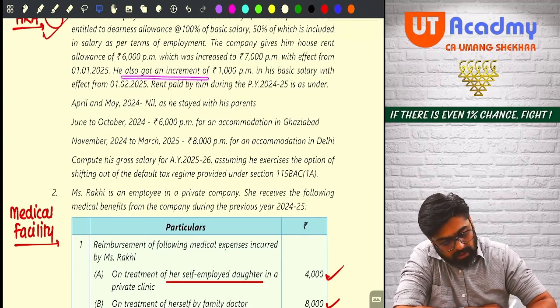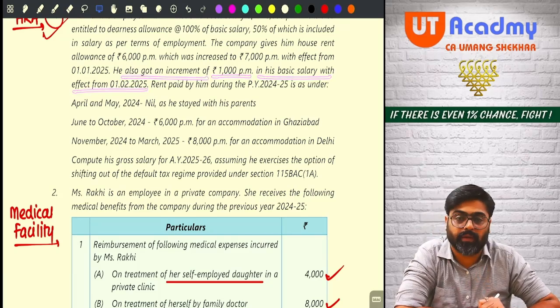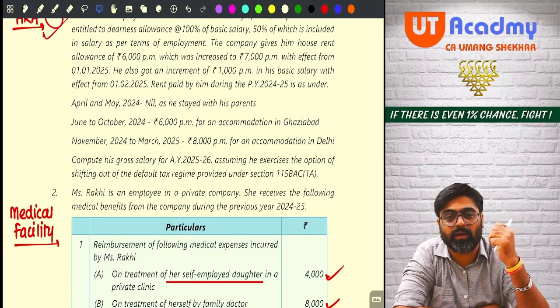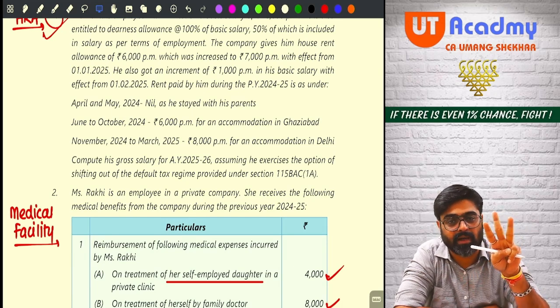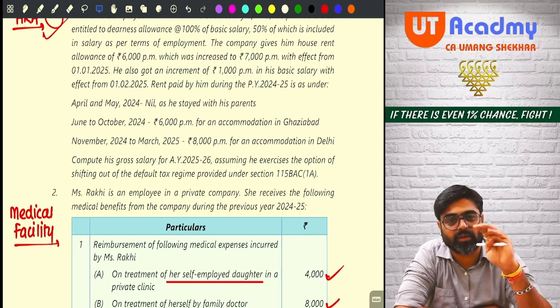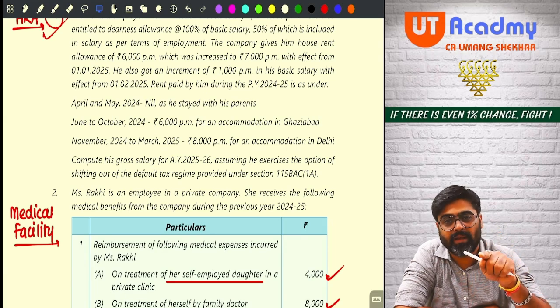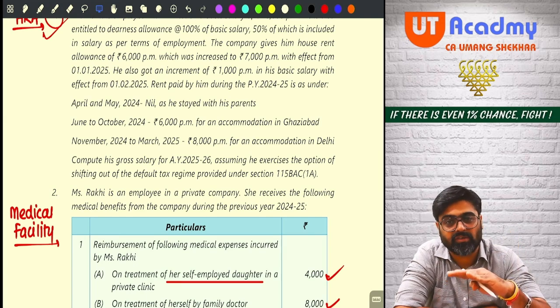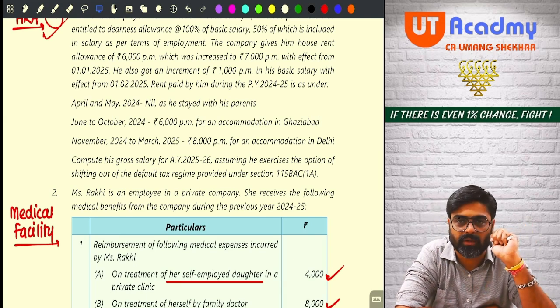Yes, he also got an increment of 1,000 per month in his basic salary with effect from 1st February 2025. I was thinking that those 3 months, Jan, Feb and March, I'd be able to calculate together. But I cannot do that either. Even though for Jan, Feb and March the HRA is 7,000, my salary is not the same, because it changes from February. So for the month of January I'll make a separate calculation, and February and March I'll make separate calculations. Okay.